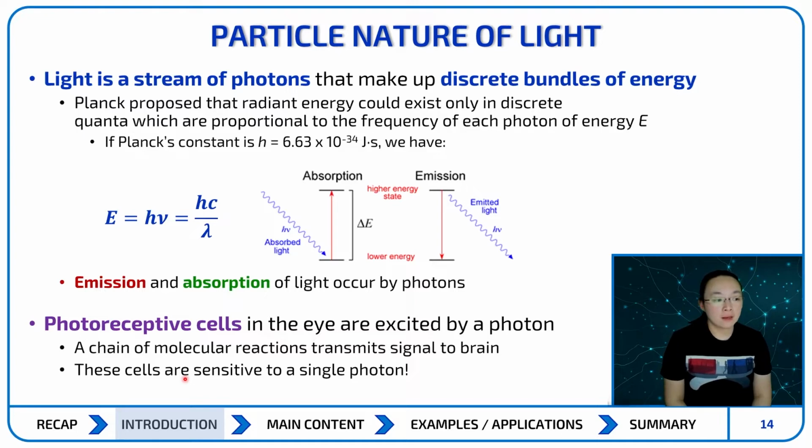Apart from that, I want to mention that photoreceptive cells in the eye will be excited by a photon because the light is going to hit your eyes. That's going to signal a cascade of molecular reactions that will transmit a signal to your brain so that you can actually see and process what you've been able to visualize.